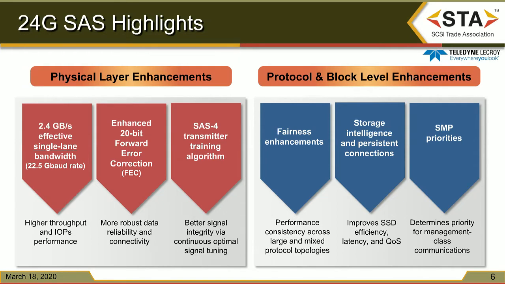Over on the right side, on the protocol and block portion, the fairness updates help to improve performance across multiple generations of attached devices, typically in larger topologies. This includes SAS and SATA, as well as hard drives and SSDs in the same deployment. Storage Intelligence enables more efficient streaming and data management to SSDs, and this translates into improved SSD performance, SSD efficiency, and quality of storage performance throughout the whole topology. Lastly, SMP priorities also help to improve prioritization of configuration and management communications.